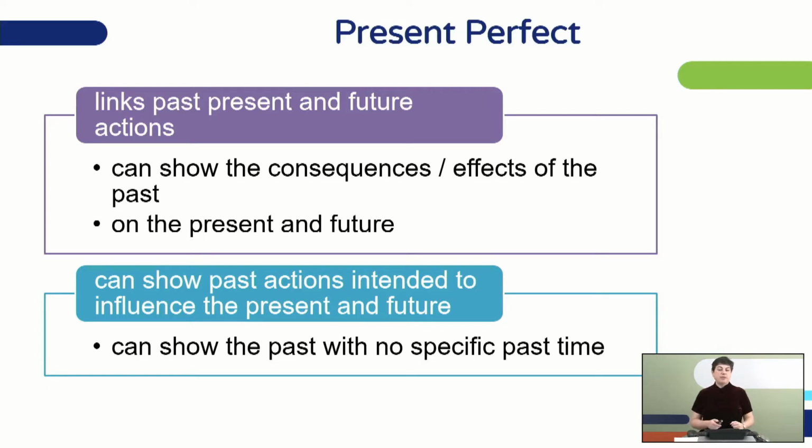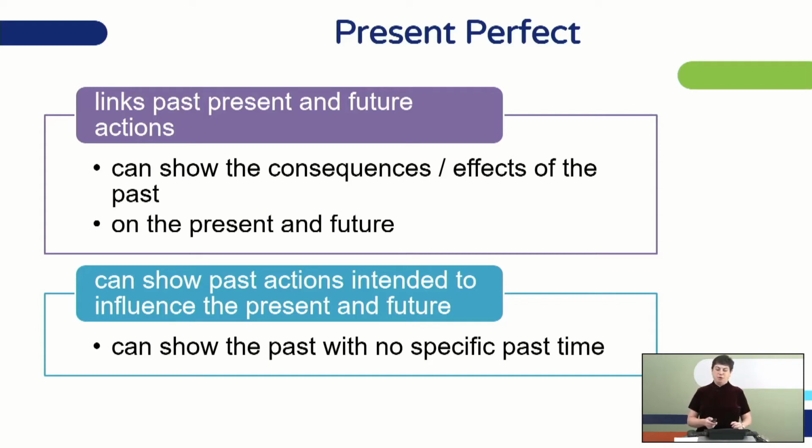Let's review what we learned about the present perfect. It's used to link the past, the present, and the future actions. It can show us the consequences and effects of the past on the present and the future. It can also show us the past actions which are intended to influence the present and future, and show us the past with no specific time mentioned. If it isn't important exactly when it happened, what's important is that it was before now, we're going to use the present perfect.